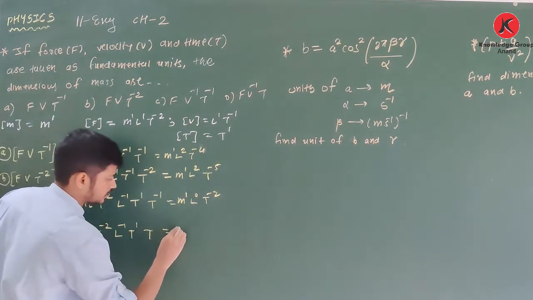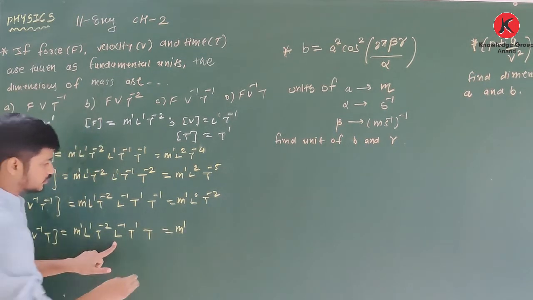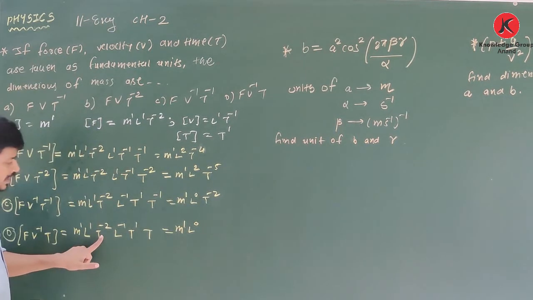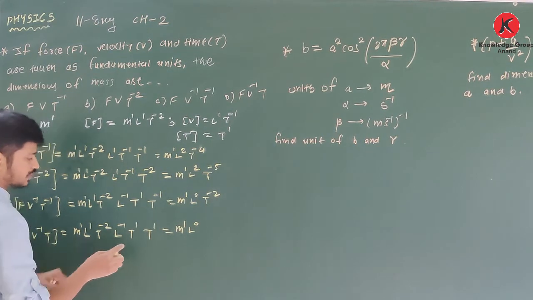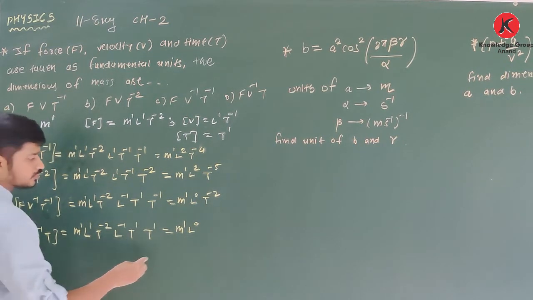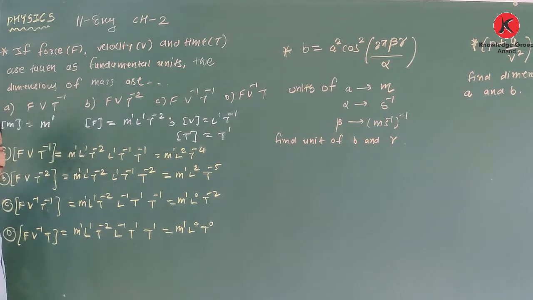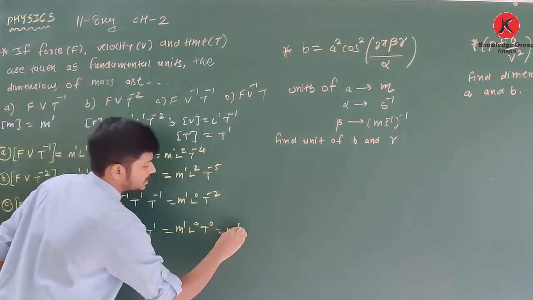See, N1, it is N1. L1, L minus 1 means it is L0. T minus 2, T1 and T1, so it is T2. So yes, obviously it is also T0. So it is equal to only M1.